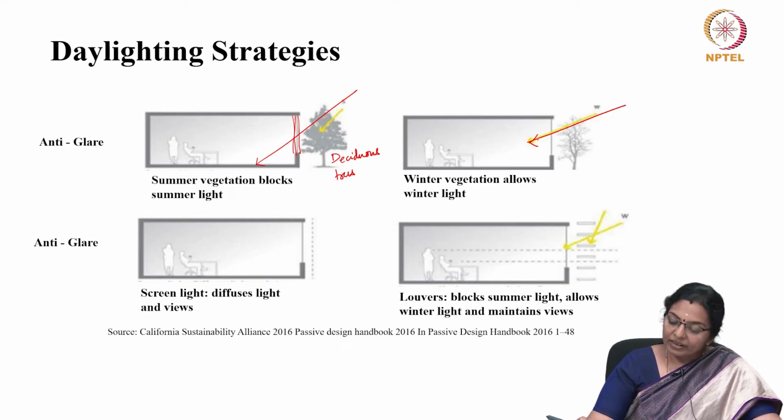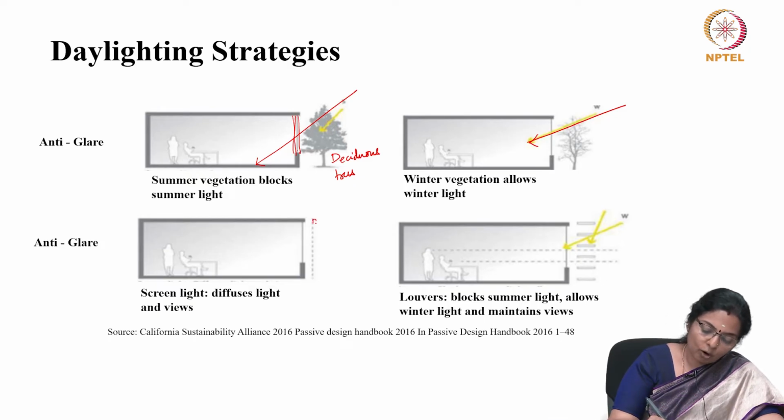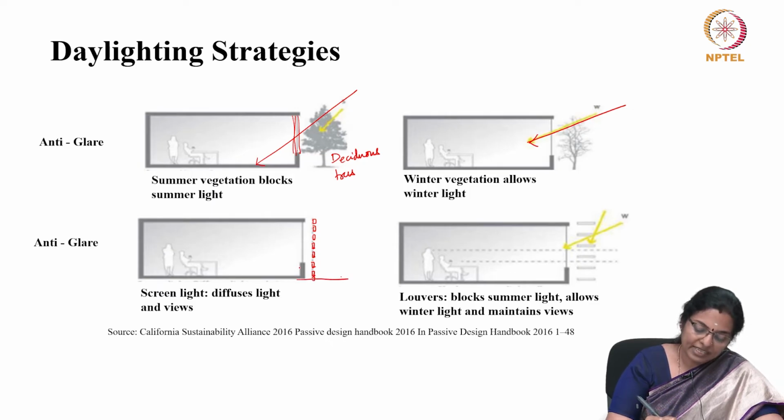Then you can have anti-glare screens because it diffuses light and views in the form of jalis. This is a common technique which is used in India, where you have jalis and therefore the quality of light inside is diffused and anti-glare.